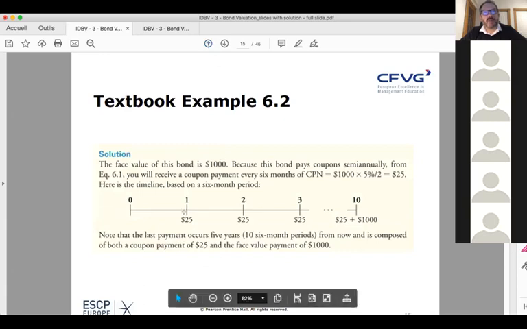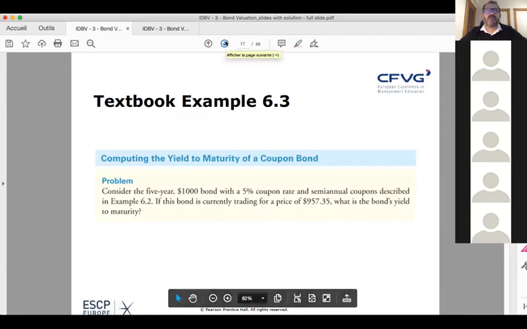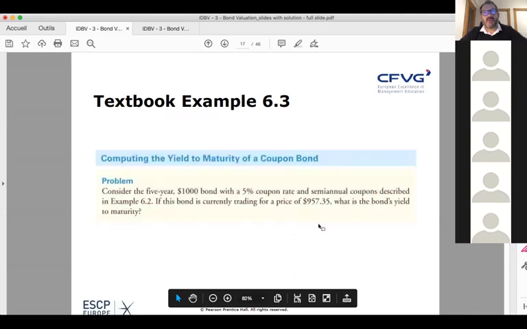So we get 25, and 1,000, and n is 10. Now the question is, we're going to search for y. It's not easy to find, especially if you don't have a financial calculator. So what we're going to do is look at the value which is provided. We know that the price is 957.35.